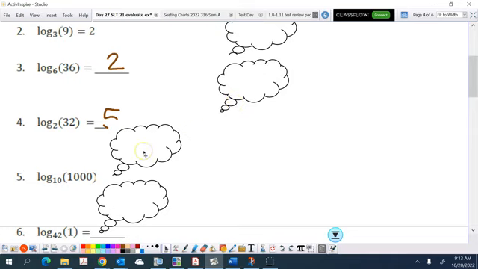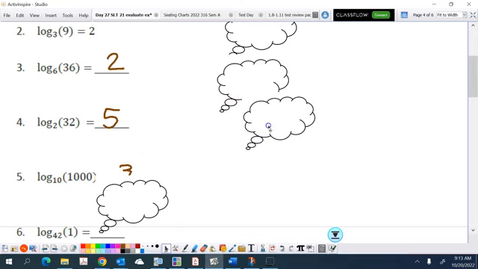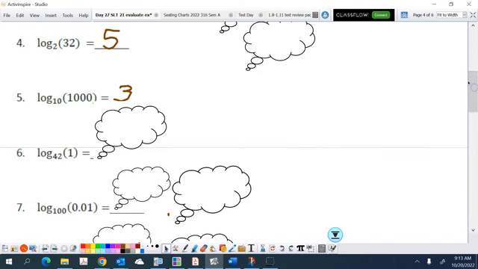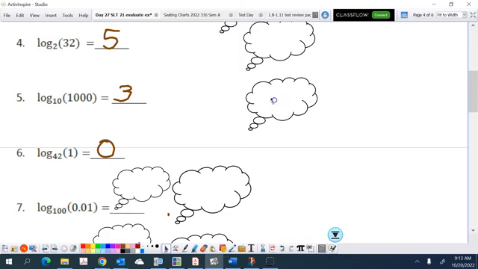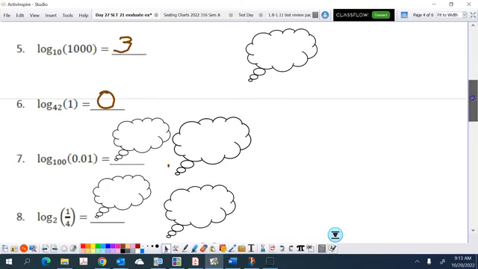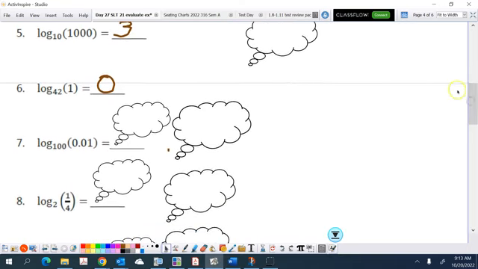10 raised to what power equals 1,000? Log base 10 of 1,000 is 3. There are 3 zeros in 1,000. 42 raised to what power equals 1? It doesn't matter what the base is as long as it's not negative or 0. Anything raised to the 0 power is going to be 1. So the answer 1 comes from 42 to the 0 power.